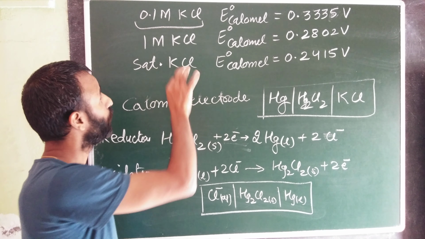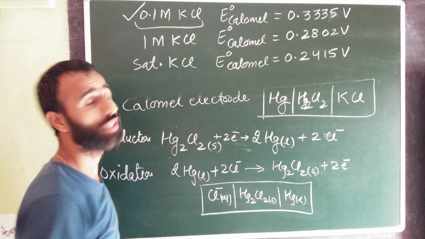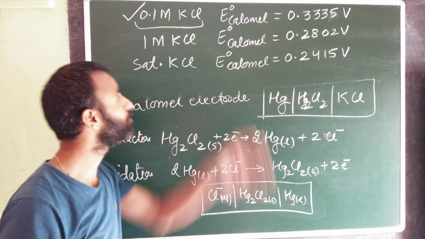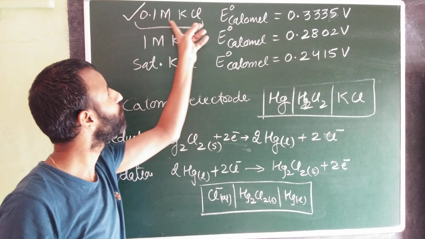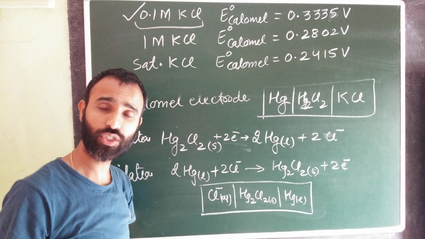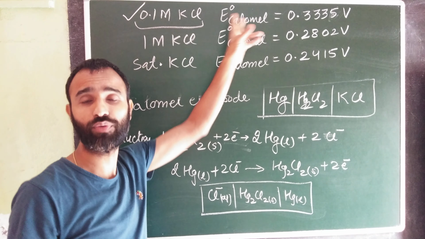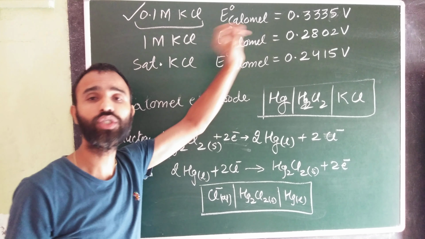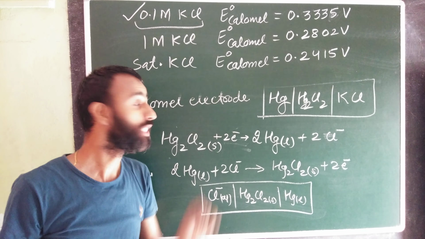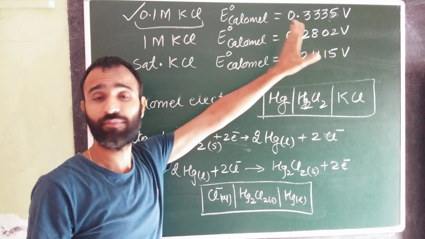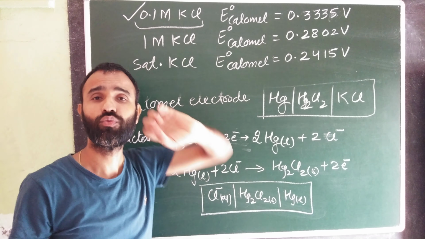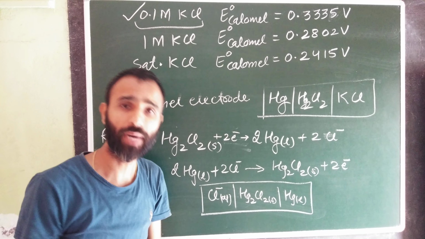But the most accurate work is given by 0.1 molar KCl. Why is it so? Because its temperature coefficient of EMF is very low, meaning with the change in temperature, the change in EMF is very small.